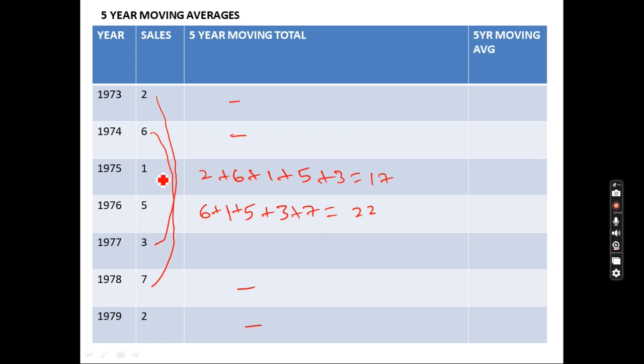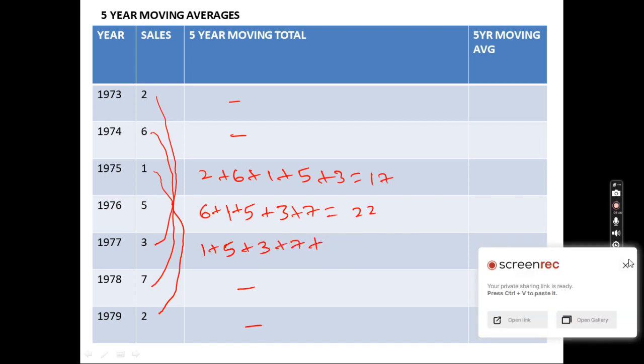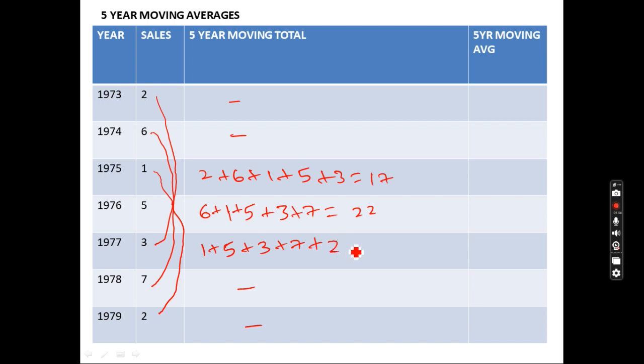Now leave one here and add the next values. Add from here to here, and write it here: 1 plus 5 plus 3 plus 7 plus 2. So this you will get 18.